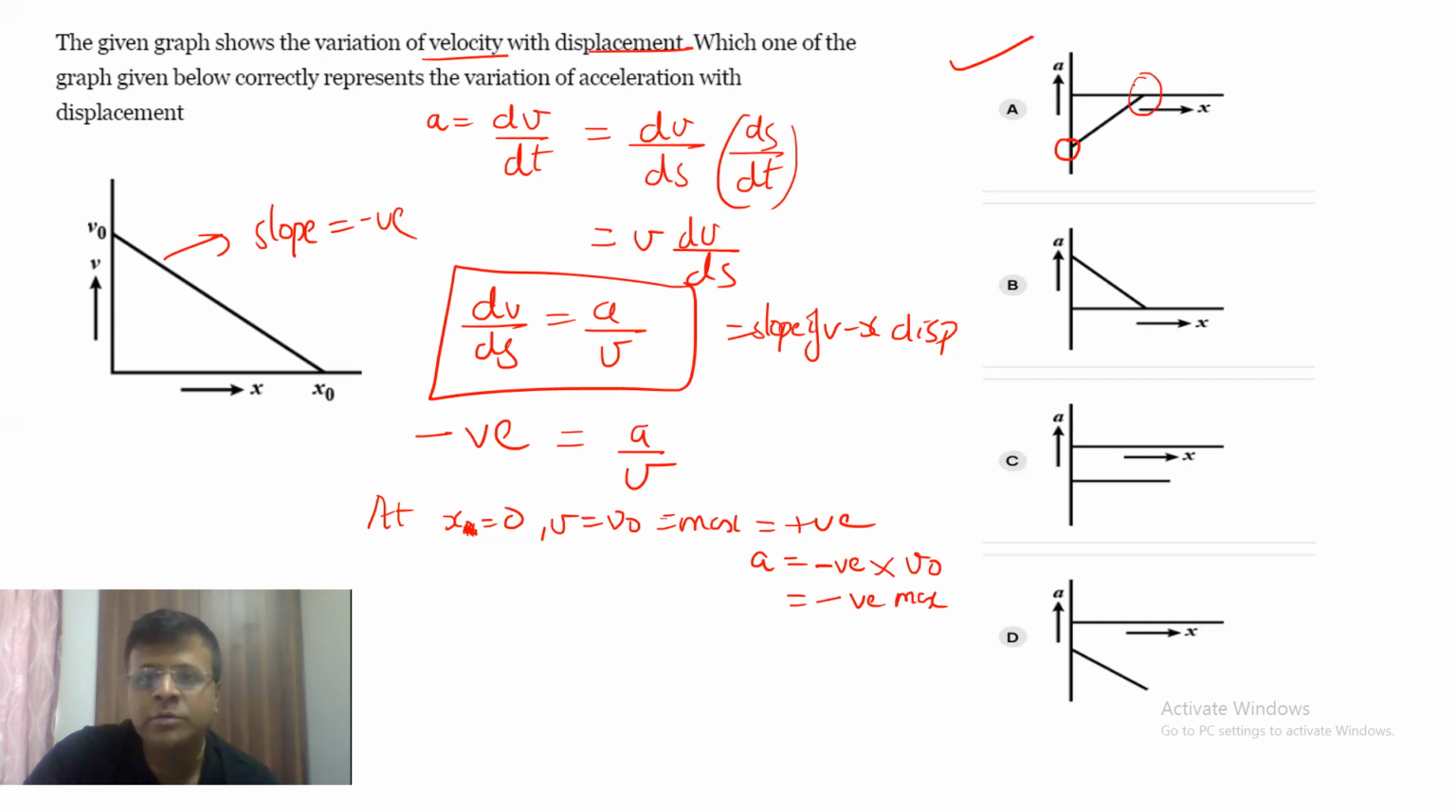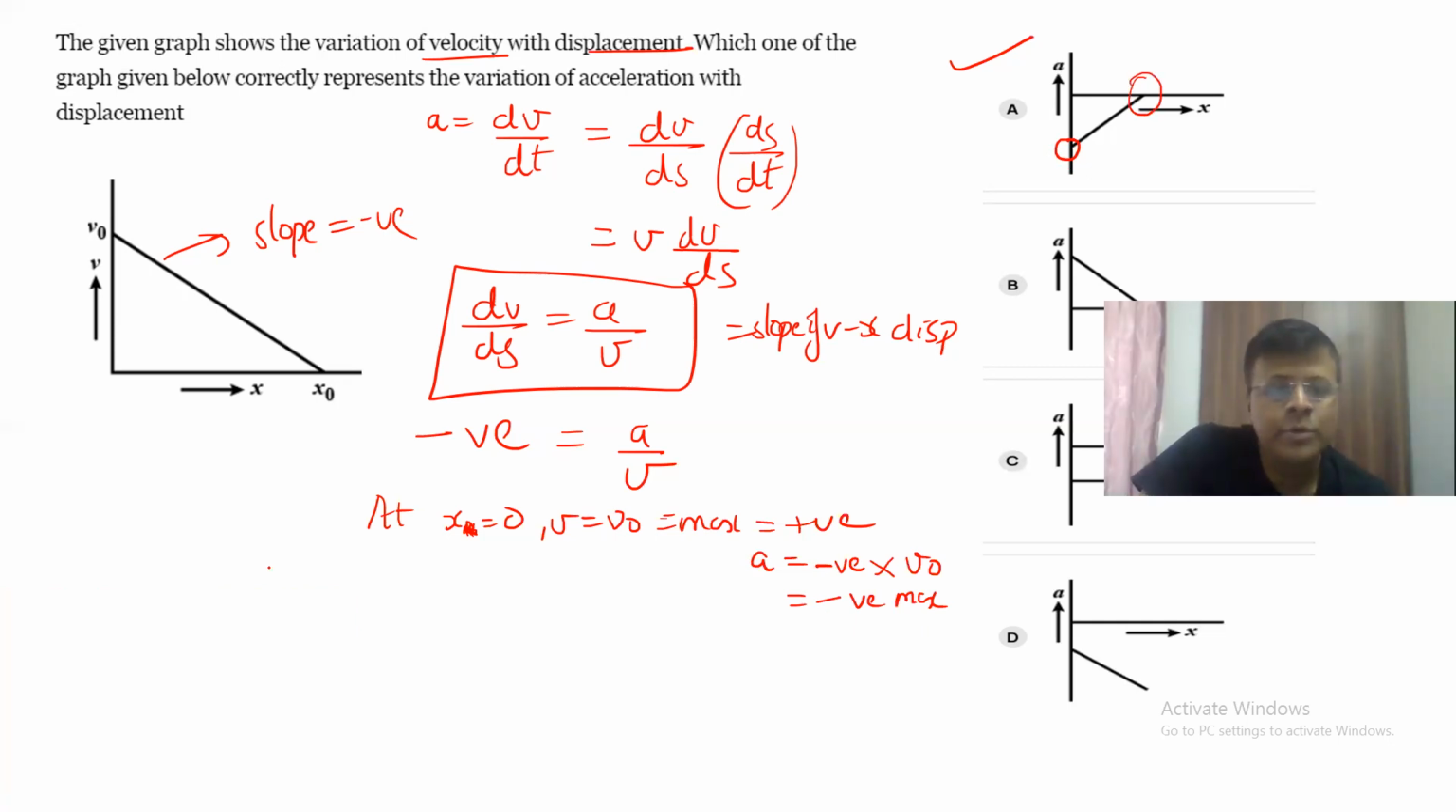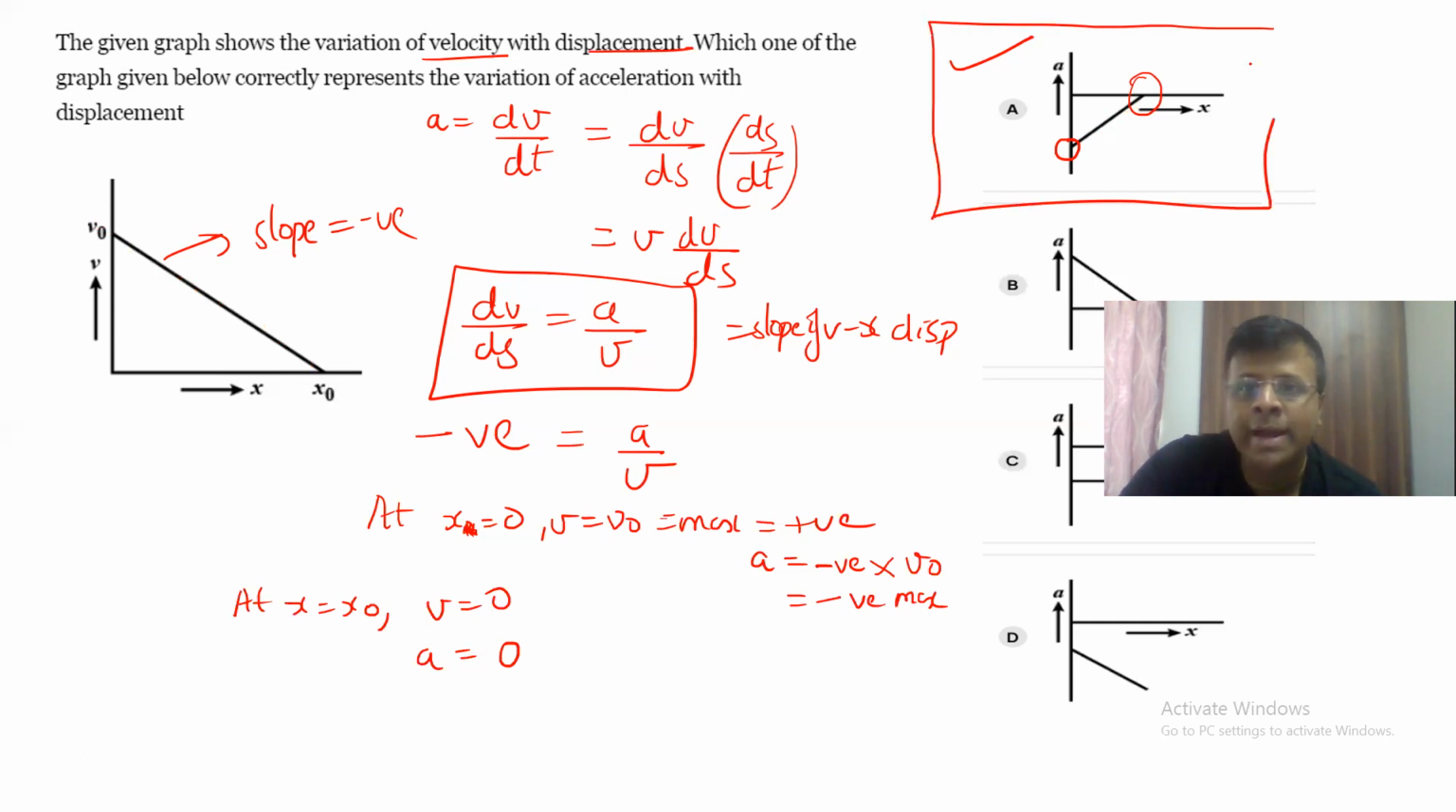Now let's check this value if you still have a doubt. Now you can see that at x equal to x naught, what is the value of the velocity? It is 0. If velocity is 0, what is the value of acceleration? Negative, whatever slope is, into 0, that will be 0. Is the acceleration 0? Yes, it is 0. And similarly, in between, the velocity keeps on decreasing from v naught. So as it is decreasing, the acceleration will also decrease. So all of these points are clubbing together and pointing that this is your correct answer.